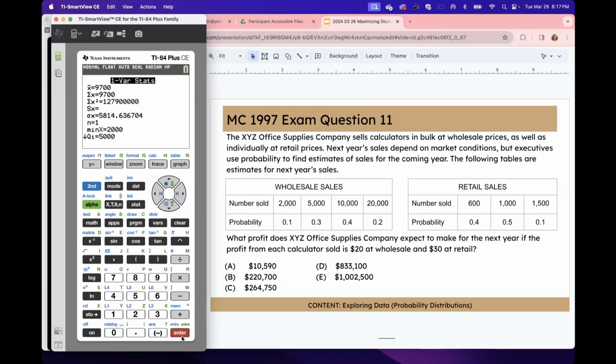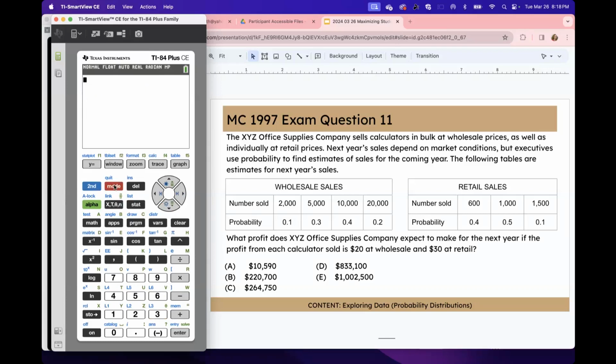I'm going to write that down real quick because now I need to do it for the retail sales also. Same thing, Stat, calculate one variable statistics, but now for L3, L4. So second 3 will change my list to L3, and second 4 will change my frequency list to that probability list for each of those values. And I calculate. And then I jot down the 890. So I've got my two expected sales from these two tables.